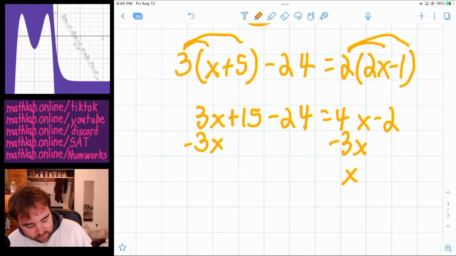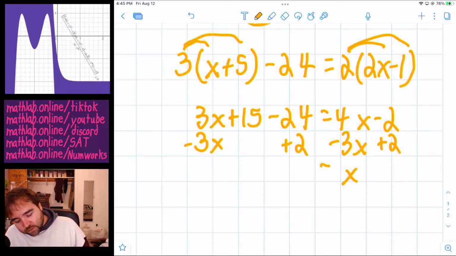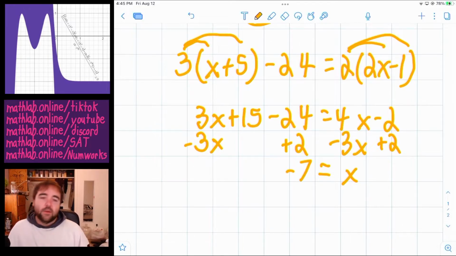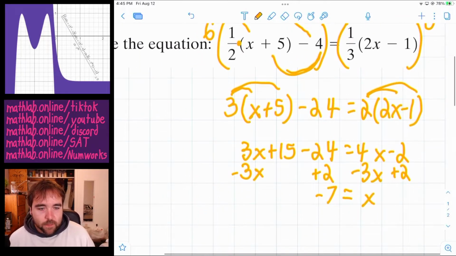And then let's get rid of this -2. So let's add 2 to both sides. And then we just got to combine all those numbers. So 15 minus 24 is -9. -9 plus 2 is -7. So x should equal -7.